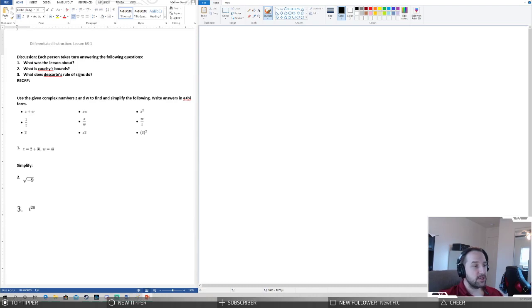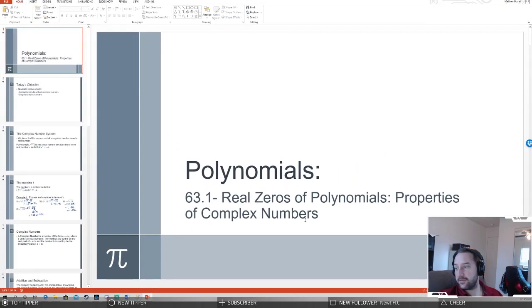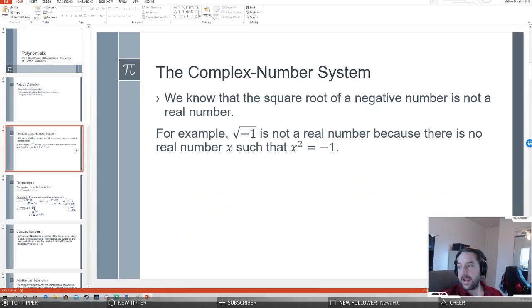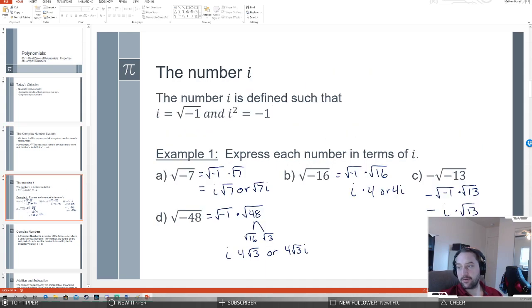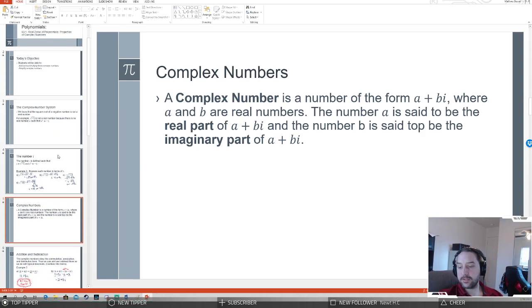But in this section here in 6.3-1, I introduced the idea of a complex number, and a complex number has that imaginary part with it. As a refresher, i is the square root of -1, and i squared is -1. And so we talked about how we can simplify when we have those negatives inside of a square root. Then I defined a complex number as any number a plus bi, where a and b are real numbers. And so that's how we like to write complex numbers.